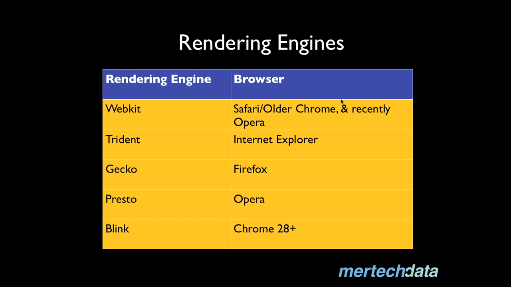So to break out the usage here, Safari and older versions of Chrome, actually up to current versions of Chrome, and very recently Opera are all using what's called the WebKit engine. This engine is also used on the mobile version, like on the iPad and iPhone.